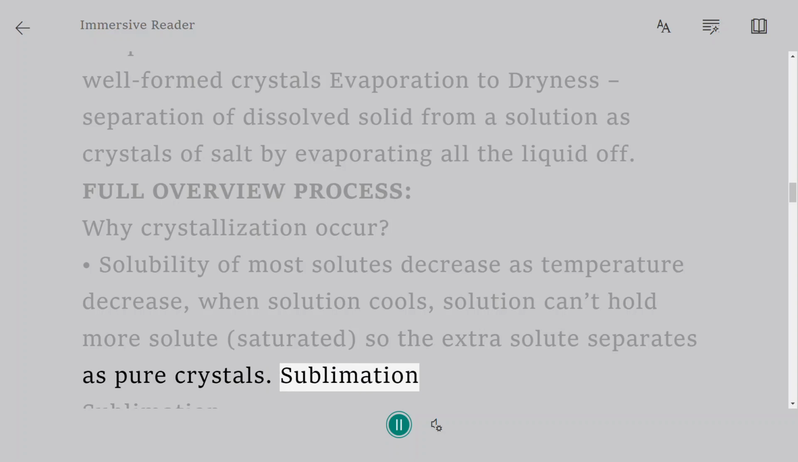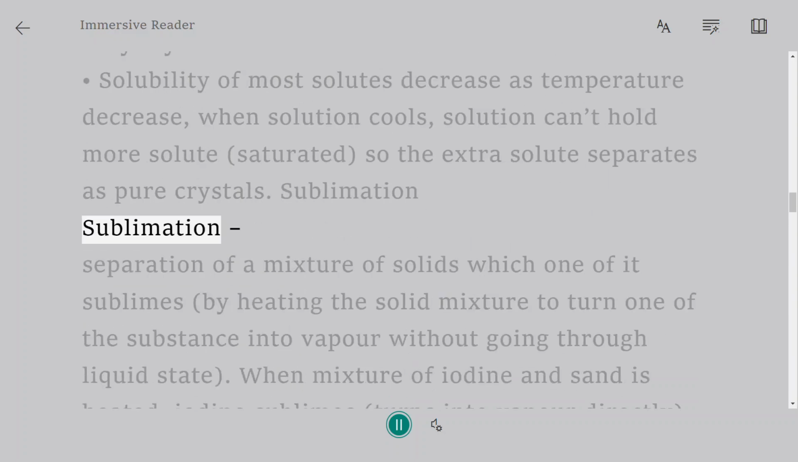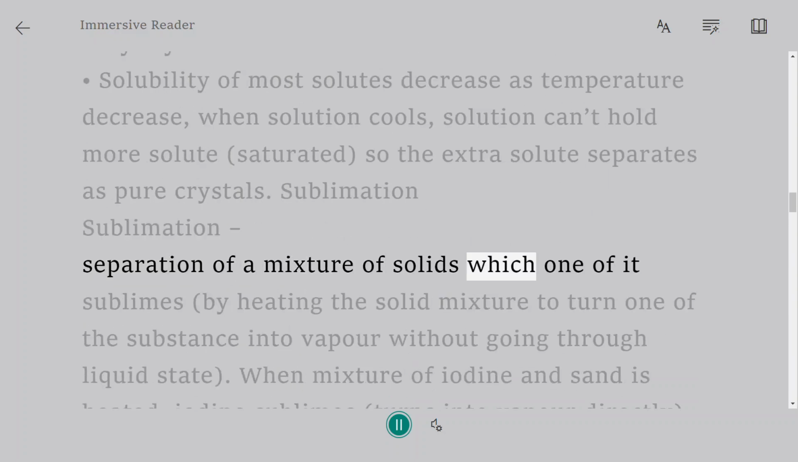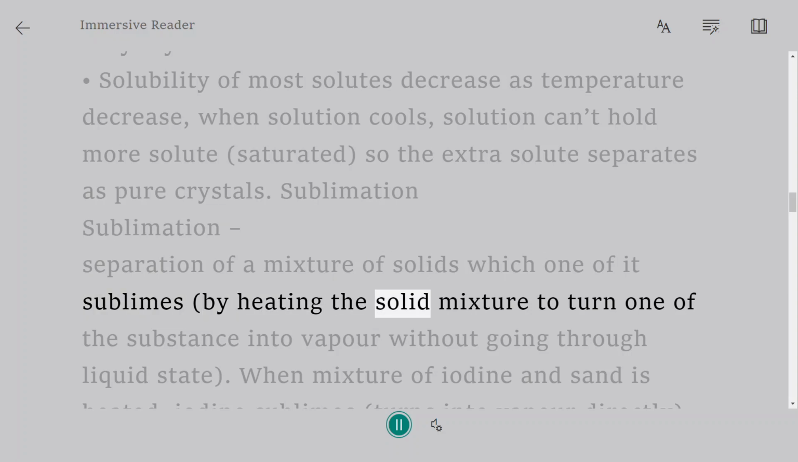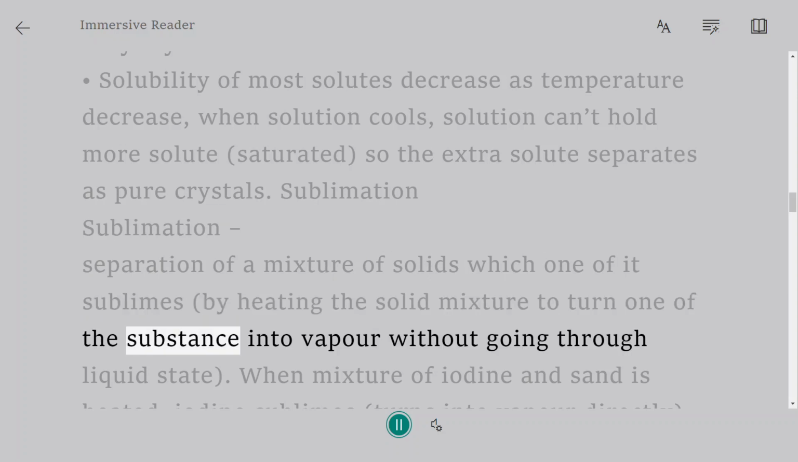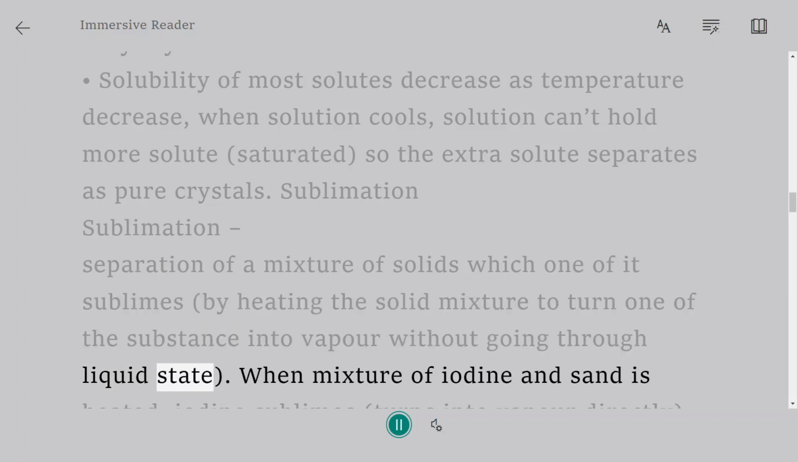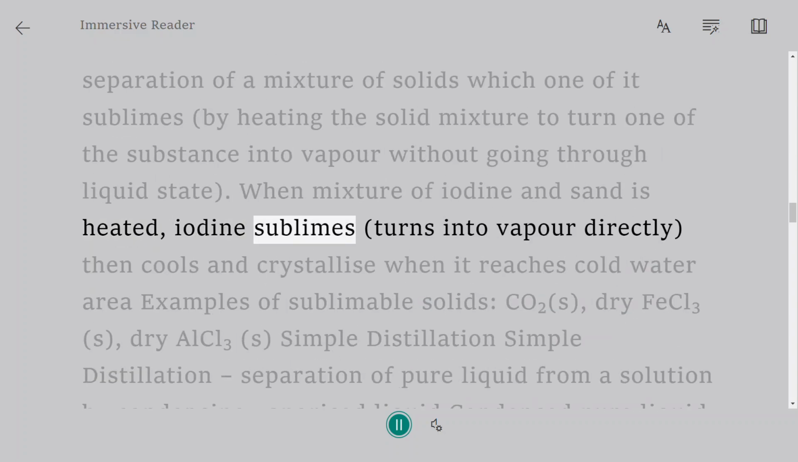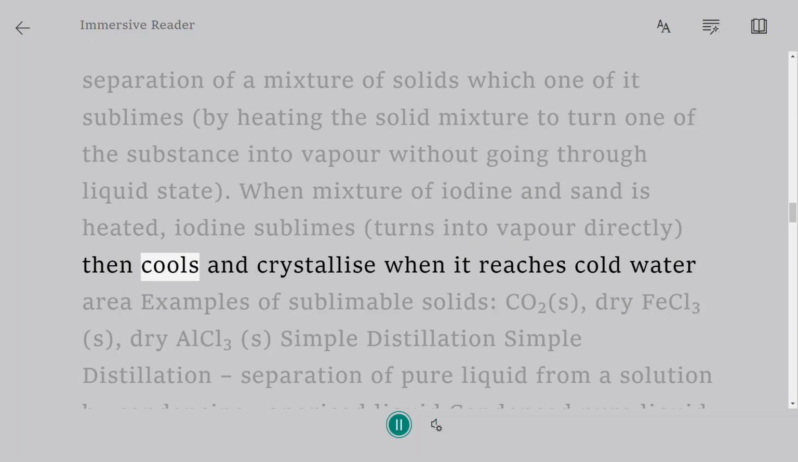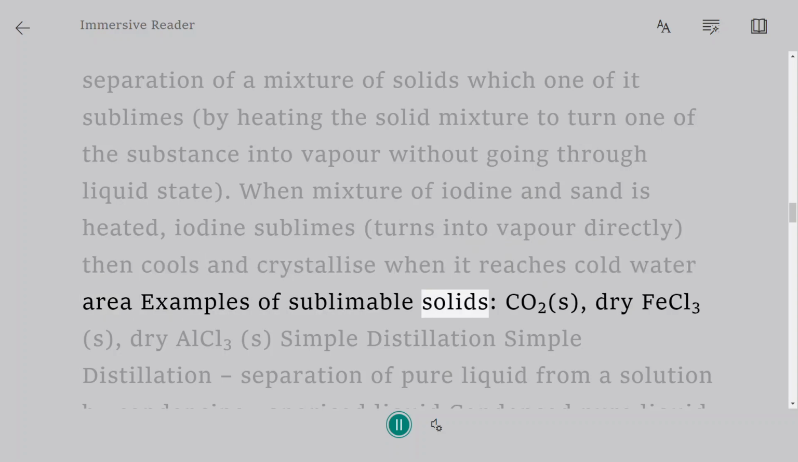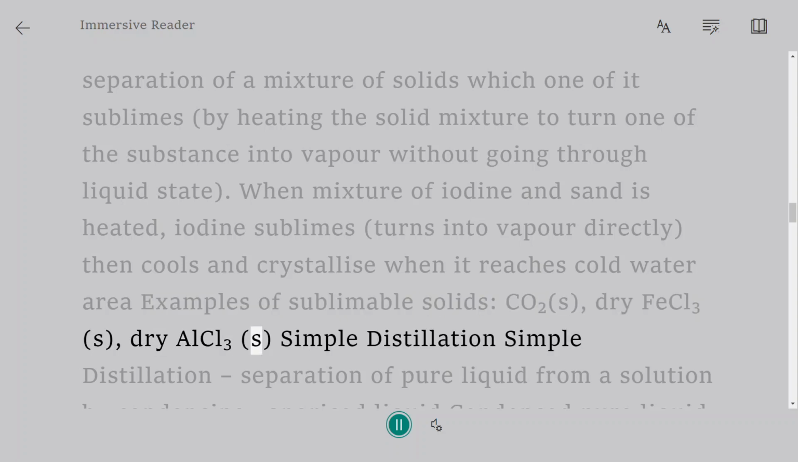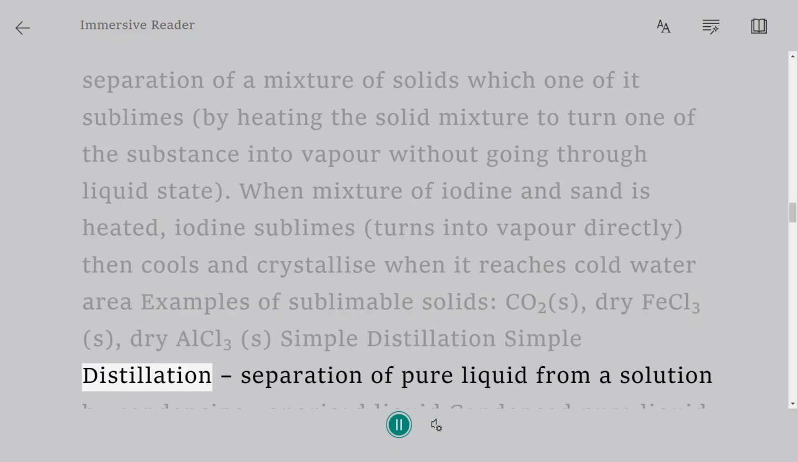Sublimation is the separation of a mixture of solids in which one sublimes, by heating the solid mixture to turn one of the substances into vapor without going through a liquid state. When a mixture of iodine and sand is heated, iodine sublimes, turning into vapor directly, then cools and crystallizes when it reaches the cold water area. Examples of sublimable solids: CO2, ammonium chloride, dry FeCl3, dry AlCl3.